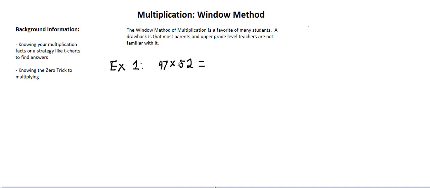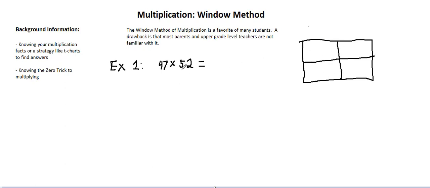So here we're going to take 47 times 52, and we're going to draw what will look similar to a window. And then we break apart each of these, kind of like we did in the break apart method. So 47, we're going to break into 40 and 7. And 52, we're going to break into 50 and 2. And now it's kind of like a coordinate grid or graphing type of thing, where we're going to fill this box in with 40 times 50.